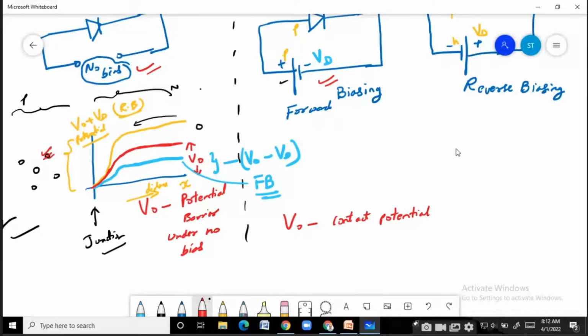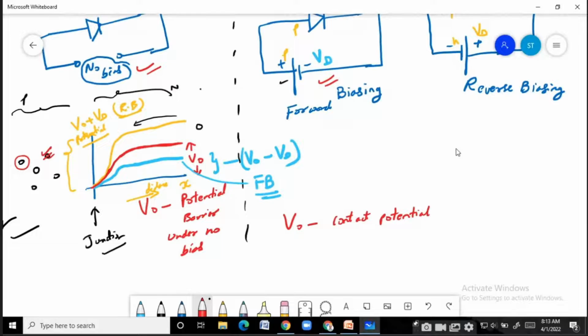Now, when you reduce the barrier, the majority charges can easily cross into the other region. The holes from P can go into the N side, and the electrons from the N side can go into the P side. So when you keep increasing the forward biasing, you are reducing this barrier. That's why you see an increase in current through the circuit whenever you are forward biasing the diode.